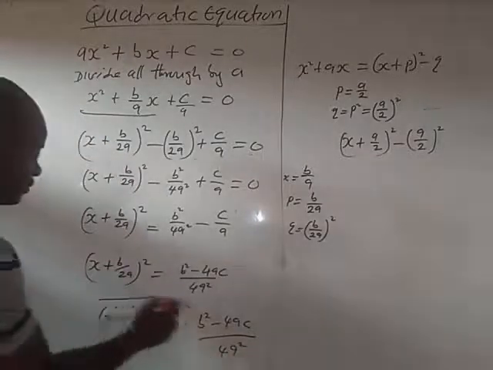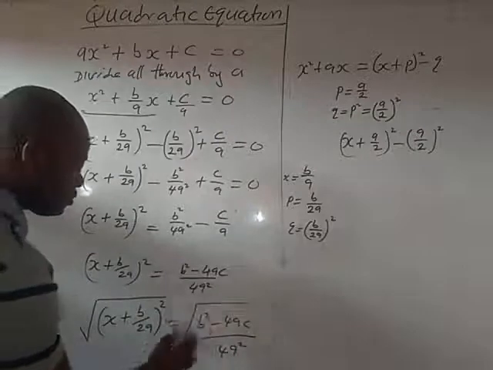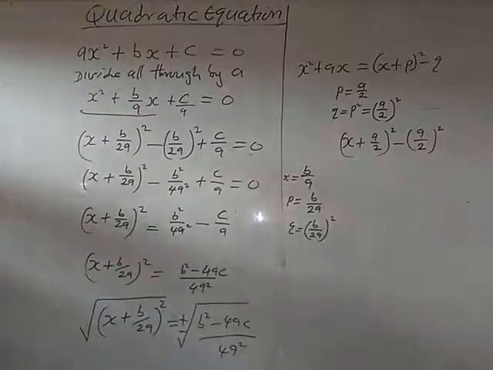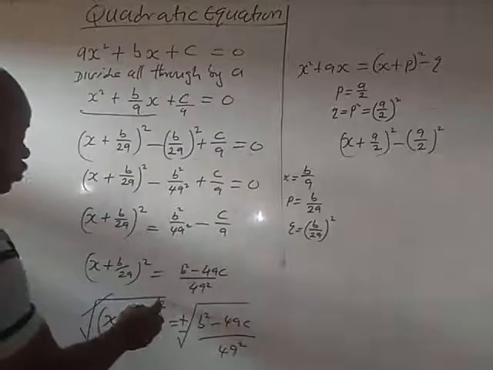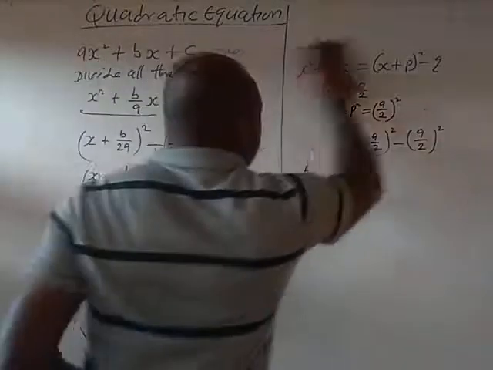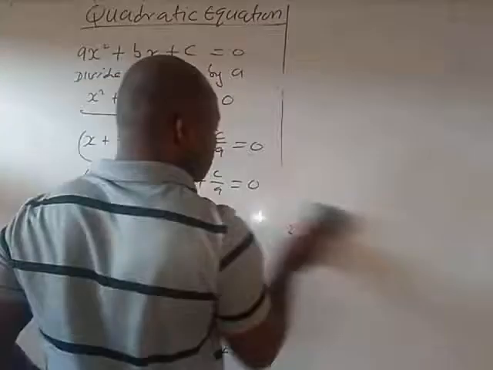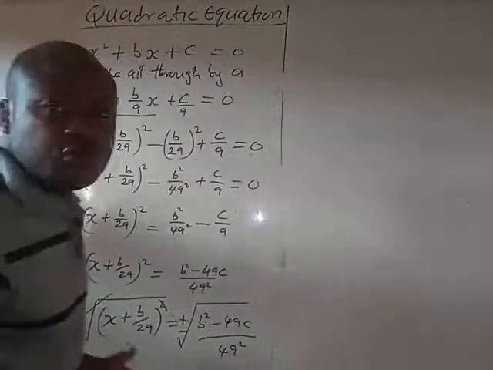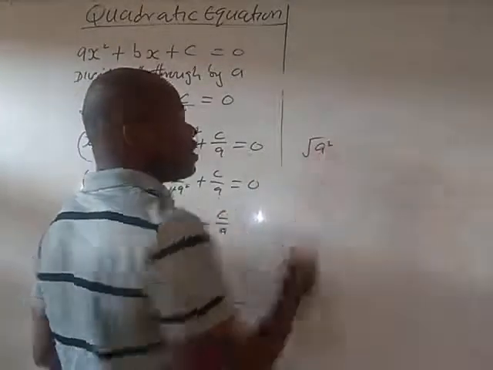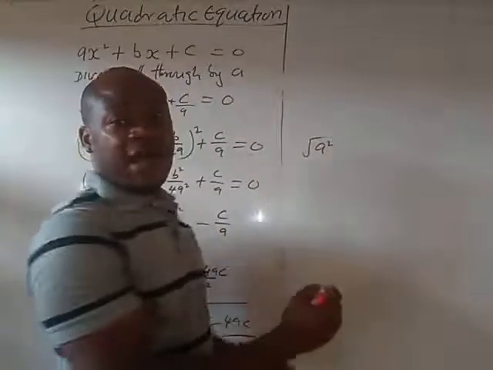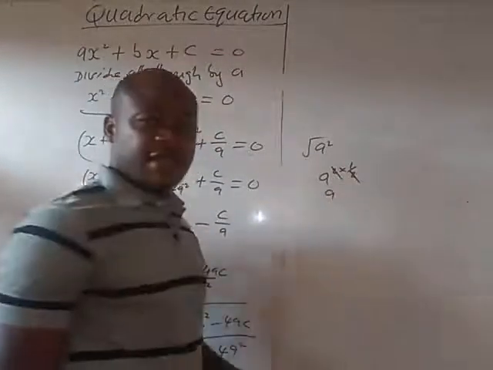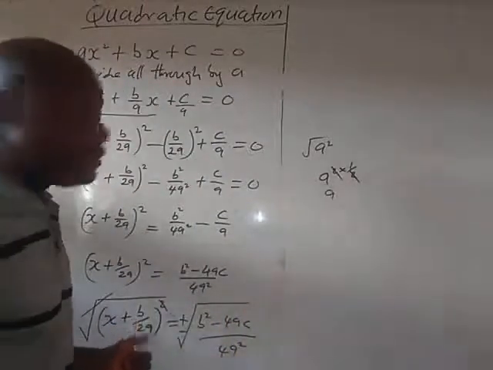Now, take the square root of both sides. When we take the square root of both sides, we introduce a plus or minus sign here. Therefore, the square root will cancel the square. How does the square root cancel the square? Whenever you have root a squared, your root is raised to the power half, which gives a to the power 2 times half. This 2 will cancel the 2, then we have a. So that is exactly what happened here.